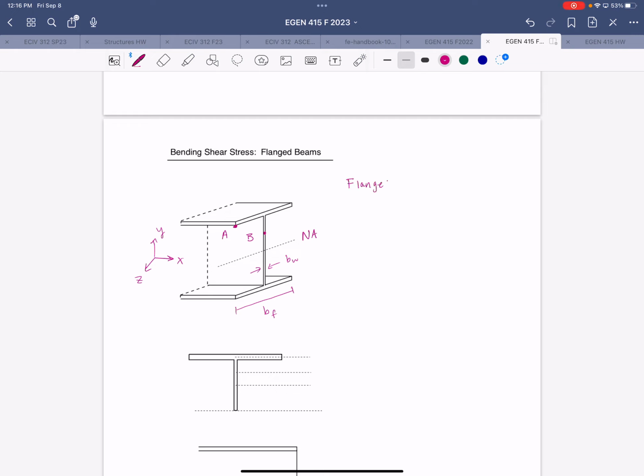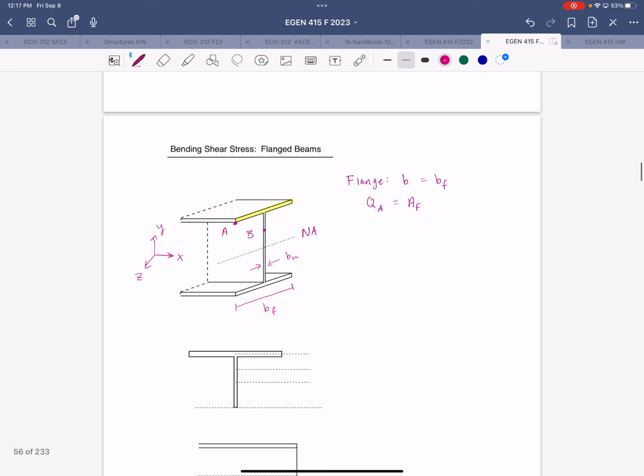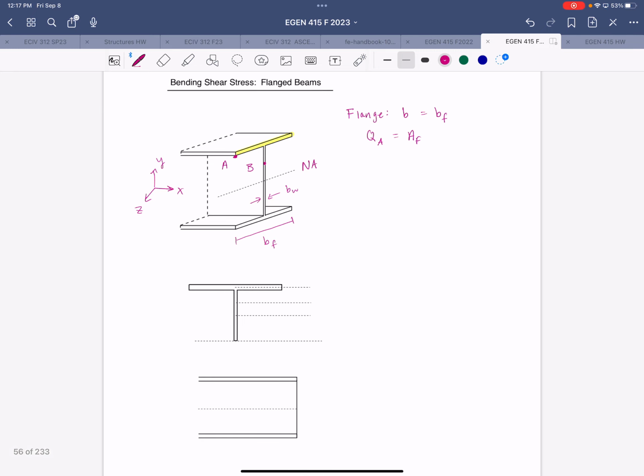So within the flange, the B term would be BF, and for the Q for point A specifically, we would use the area above that point to the extreme fiber. Since I chose the bottom of the flange, it's going to be the entire area of the flange. And then we have to multiply that area times the Y bar for that area, which is going to be measured from the neutral axis to the centroid. And I'm actually going to show that on the image below.